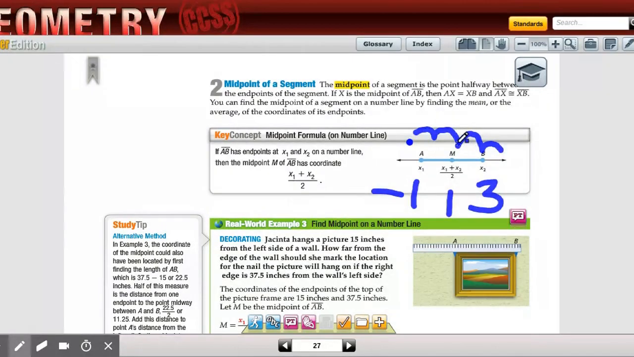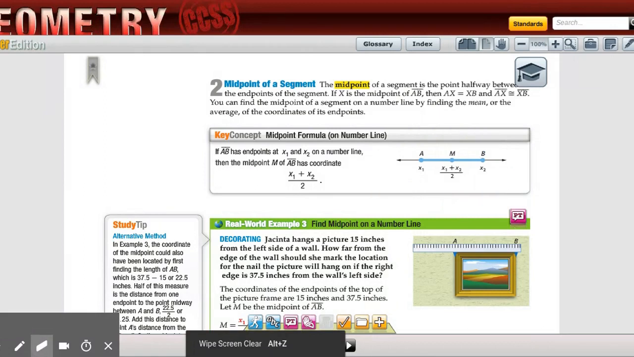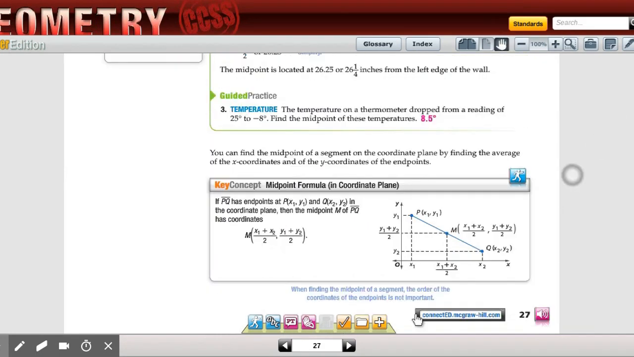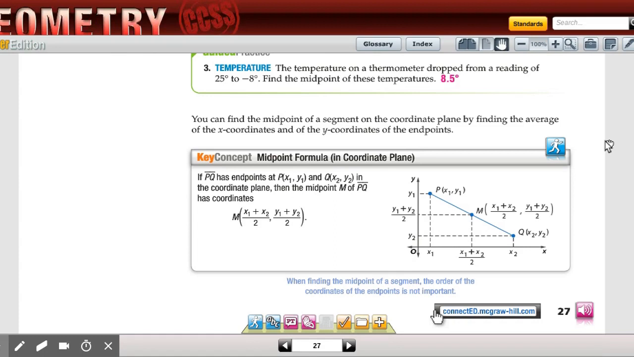And so next, of course, we'll find out how you get the midpoint on a graph. And it's similar. It's actually easier than finding the distance, but we'll get to that in just a minute.